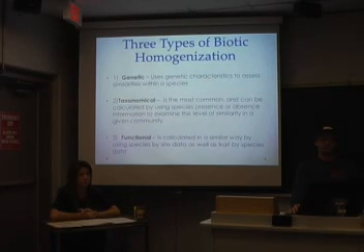There are three types of biotic homogenization: genetic, taxonomical, and functional. All three are fairly similar. The genetic uses genetic characteristics to assess similarities within a certain region. Taxonomical is the most common and can be calculated by using species presence or absence information to examine the level of similarity in an ecosystem of a certain area. And functional is calculated in a similar way, only they use species by site data, as well as trait by species data.